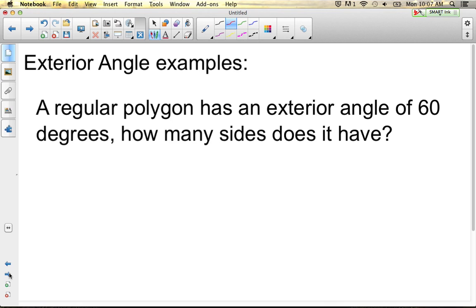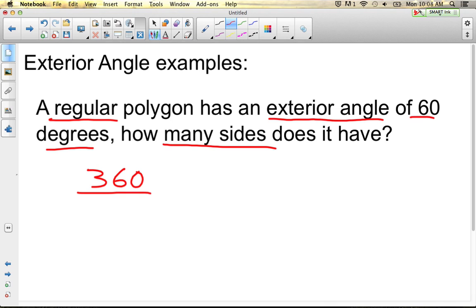A regular polygon has an exterior angle of 60 degrees. How many sides does it have? Let's take a look at our keywords. The polygon is regular. It has one exterior angle that is 60 degrees. How many sides? Well, since it's regular, I want to use this formula. All polygons, the exterior angles, should add up to 360. But if they give me 1, that means I have to divide it by n. And since they told me what that was equal to, which was 60 degrees, I substitute that in. Do some algebra.